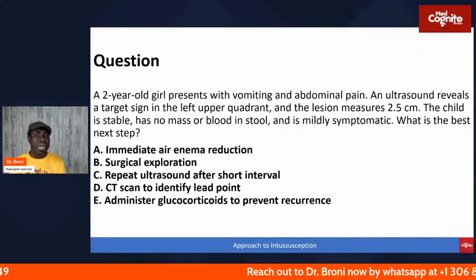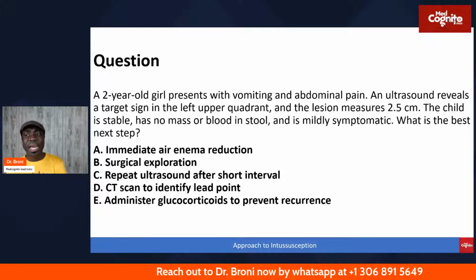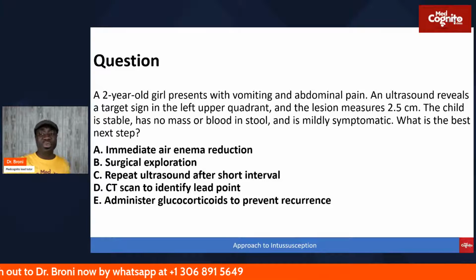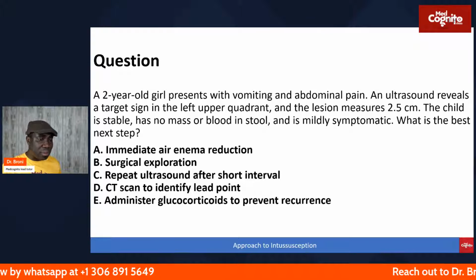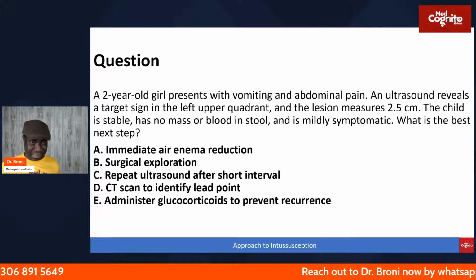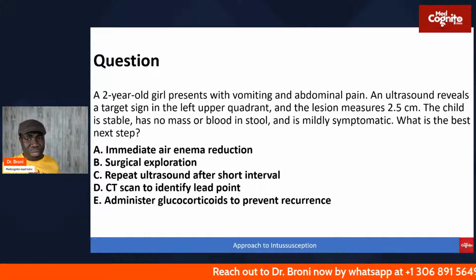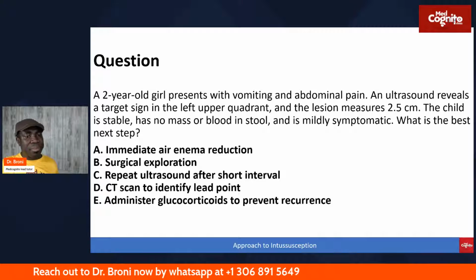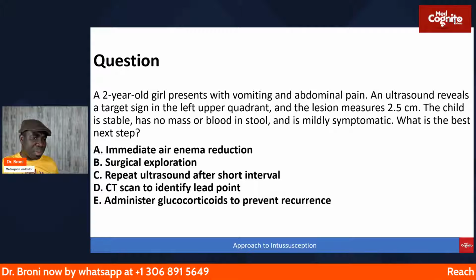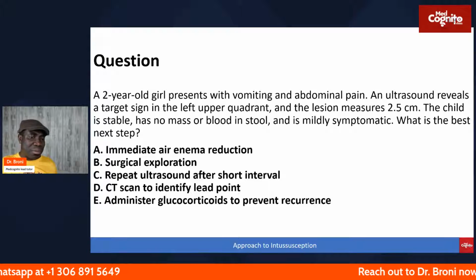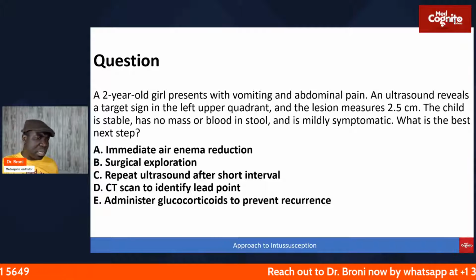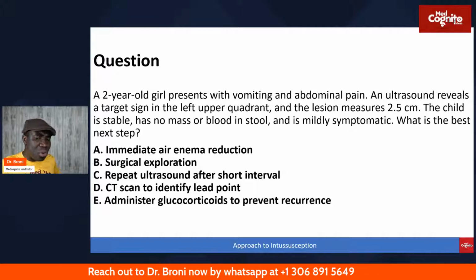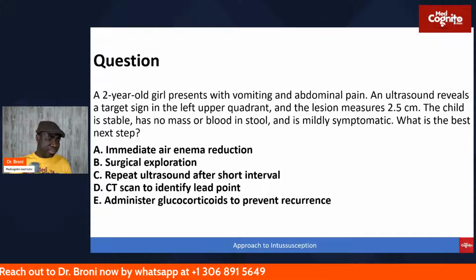Next question: you have a 2-year-old girl who presents with vomiting and abdominal pain. An ultrasound reveals a target sign in the left upper quadrant, and the lesion measures 2.5 centimeters. The child is stable, has no mass or blood in the stool, and is mildly symptomatic. What's the next step? A. Immediate air enema reduction. B. Surgical exploration. C. Repeat ultrasound after a short interval. D. CT scan to identify the lead point. And E. Administer glucocorticoids to prevent recurrence.